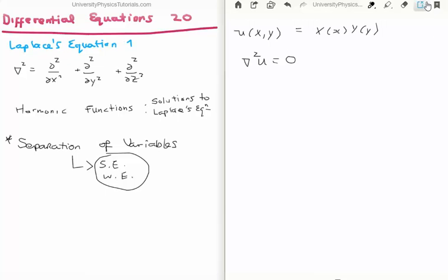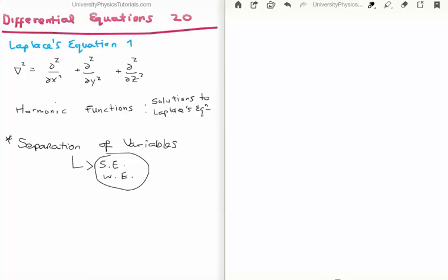And I have done three examples in videos 25 through 27, I think, is what I did them. And you can check them out. I'll have them online on my website, universityphysicstutorials.com. So anyway, that's how you solve the equation.